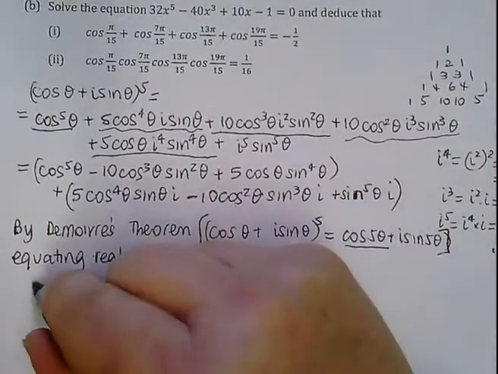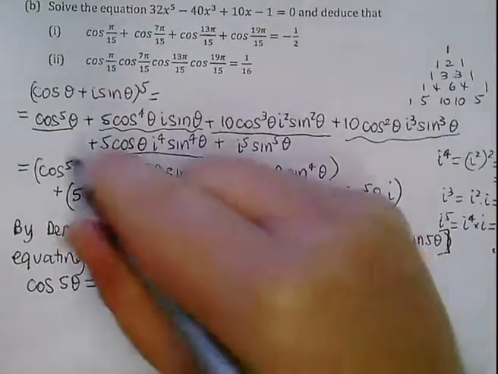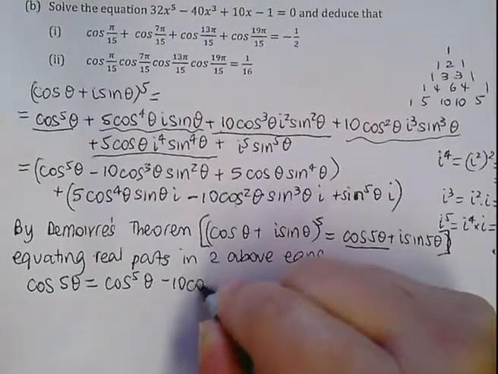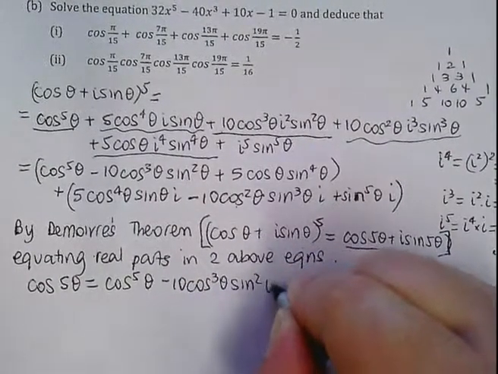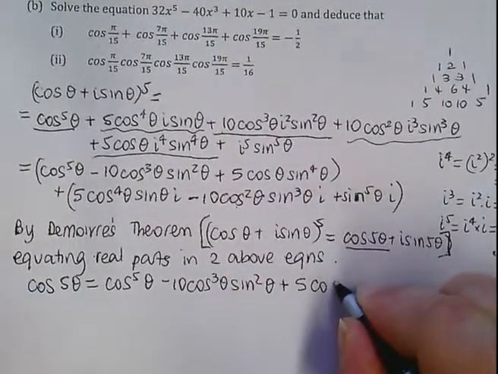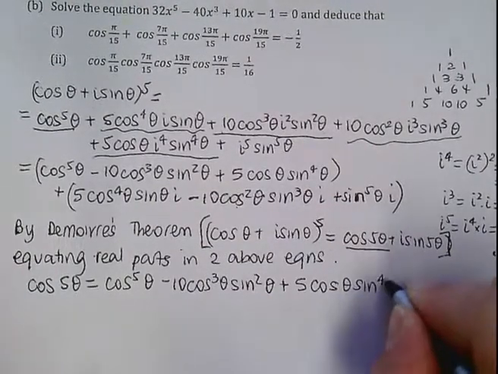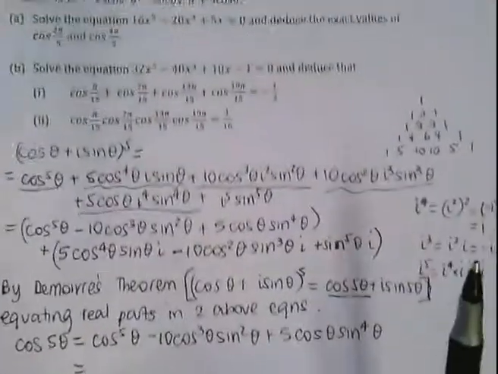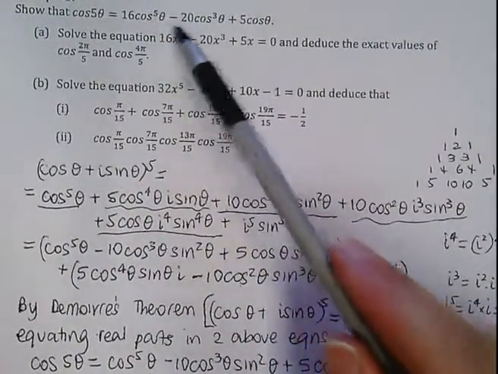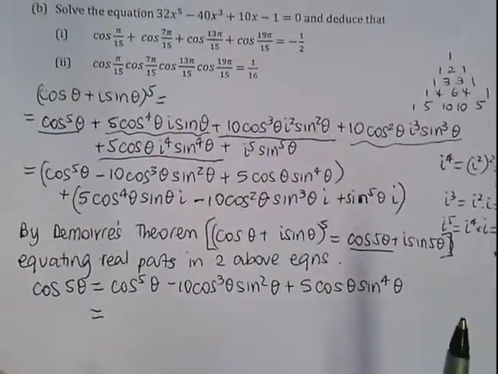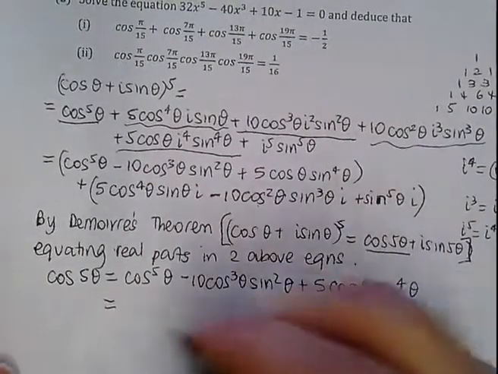in the two above equations, we have that cos of 5 theta is equal to cos to the power of 5 theta minus 10 cos cubed theta sine squared theta plus 5 cos theta sine to the power of 4 theta. Now, we're trying to show that cos 5 theta equals 16 cos to the power of 5 theta minus 20 cos cubed theta plus 5 cos theta. So we need to substitute for the sine squared theta and sine to the power of 4 theta.